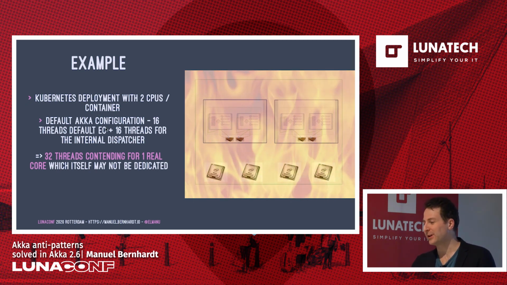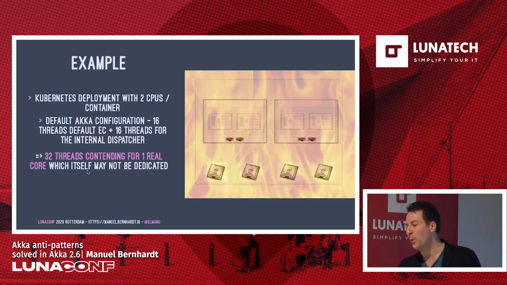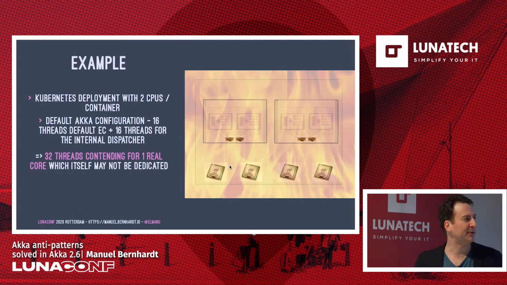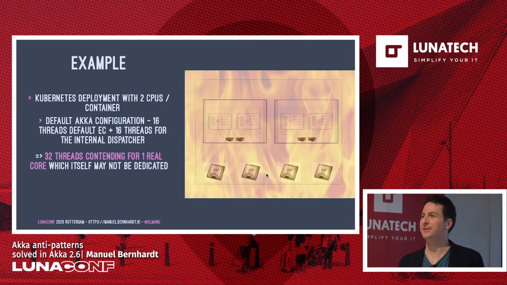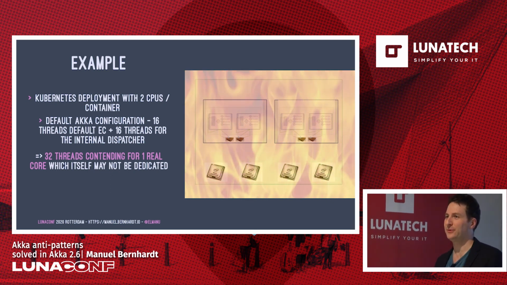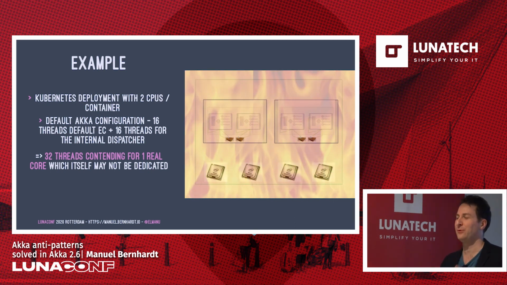And then if you look at the default configuration, you've got 16 threads for the default execution context if you have 2 cores configured. 16 threads for the internal dispatcher. So you have 32 threads that are contending for 1 real core down here that itself might or might not be scheduled fairly across the instances in an EC2 hardware instance. And what happens is that your nodes keep on flying out of the cluster, and your clusters keep on not forming correctly, and things go really haywire because you don't have enough real CPU cores for your Akka application.